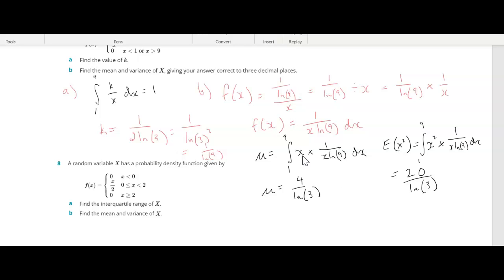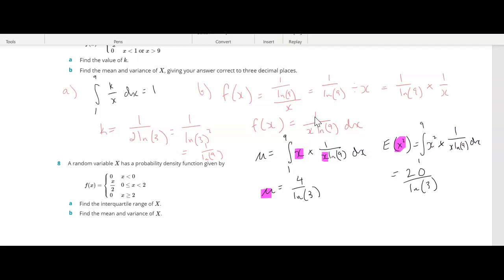You can do that by hand. I know you can't see my cursor. This x will cancel out with this x, so you're really just dealing with 1 over natural log 9. You should be able to do that by hand, definitely on your calculator. So we've got our mean here, and then we've got the expected value of x squared, so we're on our way to find the variance. Once you've done all that, there's your answer, 20 over natural log 3.